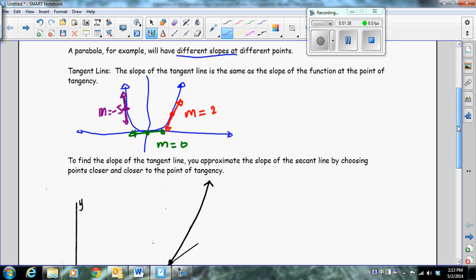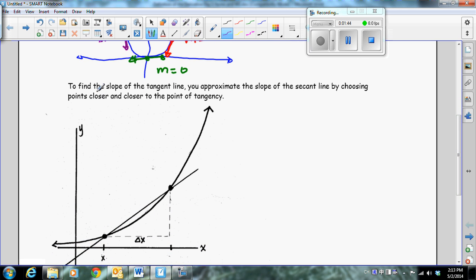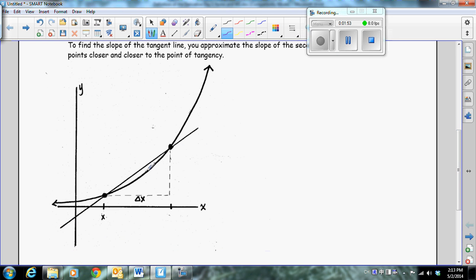All right, to find the slope of a tangent line, you approximate the slope of the secant line by choosing points closer and closer to the point of tangency. So for now, I have these 2 points. If this is x and I'm adding delta x to get to this level, these points will have coordinates x plus delta x comma 0. I also have a point here, the first one, this is f of x, and this is f of x plus delta x.